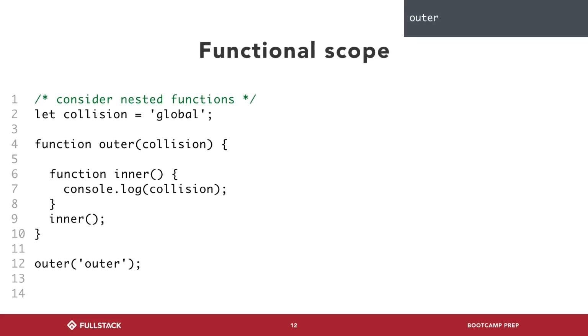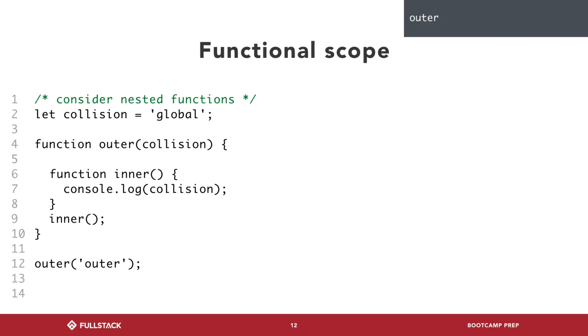Yeah, basically when I'm on line 7 here, when I'm trying to print out collision, I'm looking for a variable called collision. The first place I look is in my own scope. And between lines 6 through 8, there's no variable called collision. So then I look at my parent scope. My parent scope runs from lines 4 through 10. Between lines 4 through 10, is there a variable called collision? And the answer is yes, there is. There's this parameter called collision, which becomes a variable in the scope.